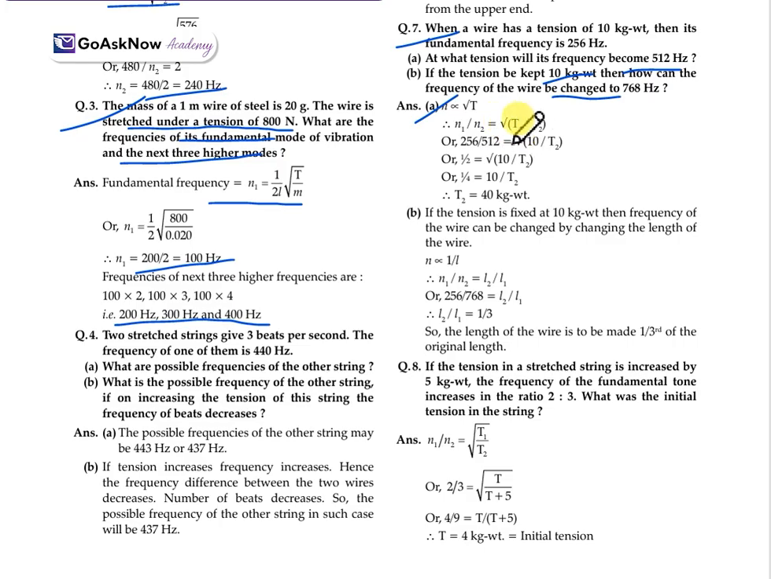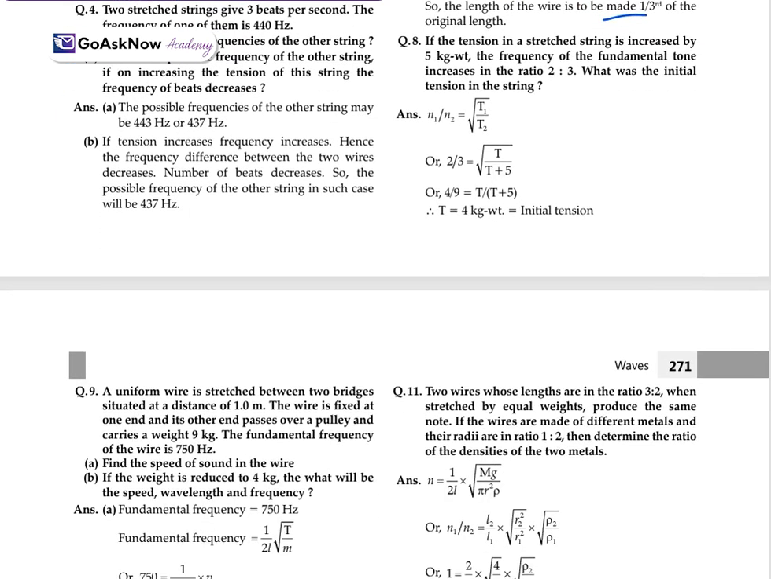So N1 upon N2 equals the square root of T1 upon T2, then we substitute the value and we get T2 equals 40 kg. So for this frequency, T2 will be equal to 40 kg. Now, if the tension is fixed at 10 kg, then by the law of length, N is inversely proportional to 1 upon L. We substitute the value and we get L2 upon L1 equals 1 by 3. So the length of the wire is made 1/3 of the original length.